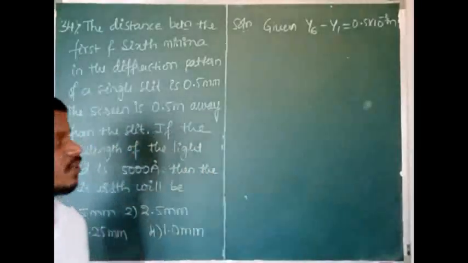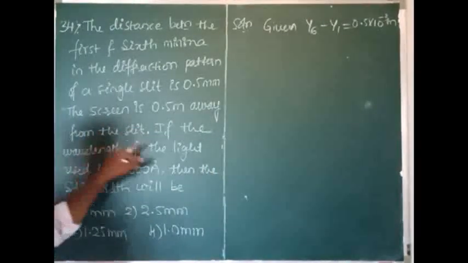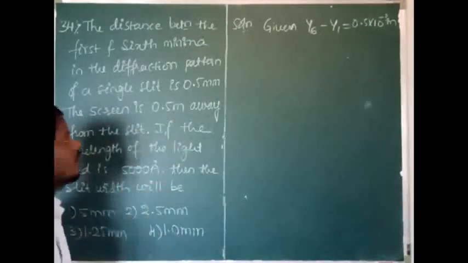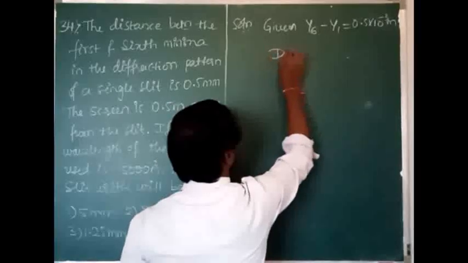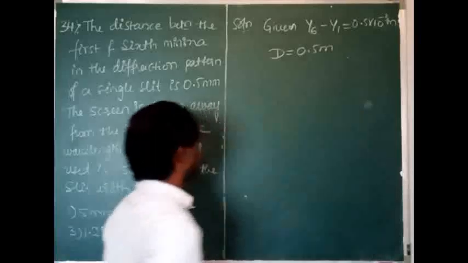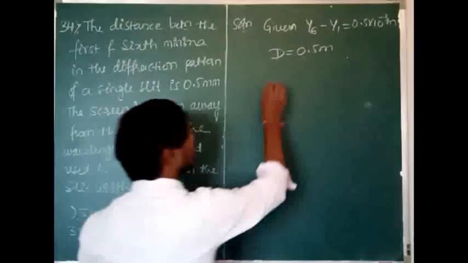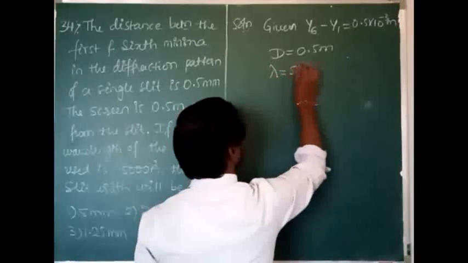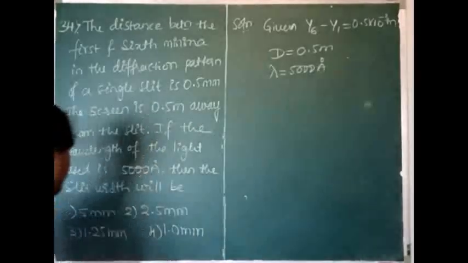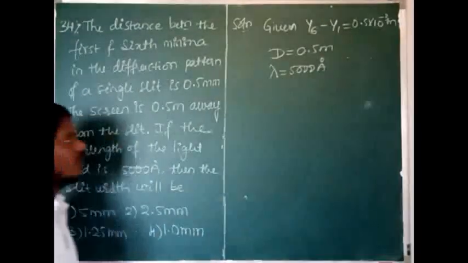Okay. So next, the screen is 0.5 meter away from the slit. Means the distance of the screen is given. That is 0.5 meter, capital D, from the slit here. Then the wavelength of the light used is 5000 angstrom. Then the slit width, we have to find the width of the slit here, that is a.